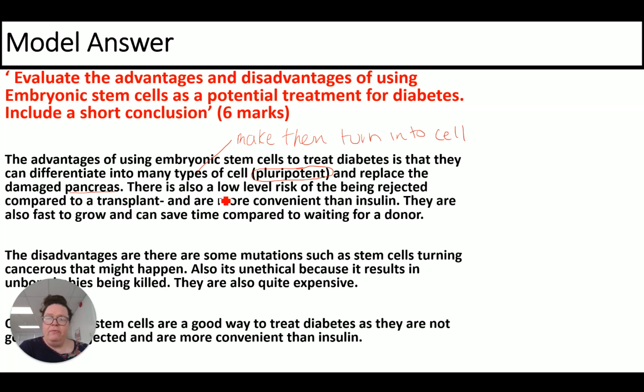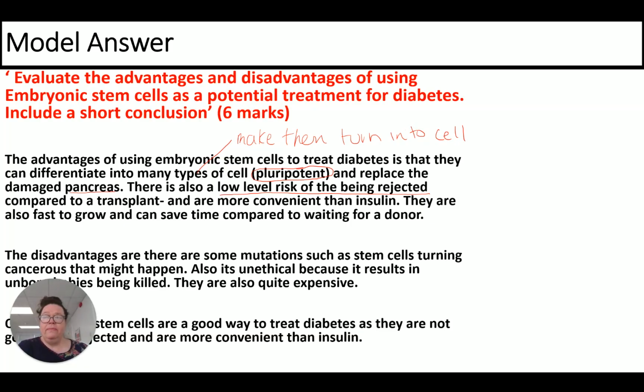So there is a low level risk of rejection. That's because they are coming from embryo cells. They're less likely to be rejected. Whereas if you transplant a pancreas, you'll have to take anti-rejection drugs forever.